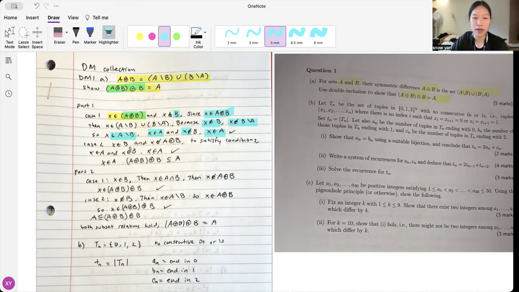Now in case two, I assume that X was in B. Then X is not in A and B. So to satisfy the condition, X is in A and X is in B, so X is in A. So no matter what, for X in A, this thing has to be in A.